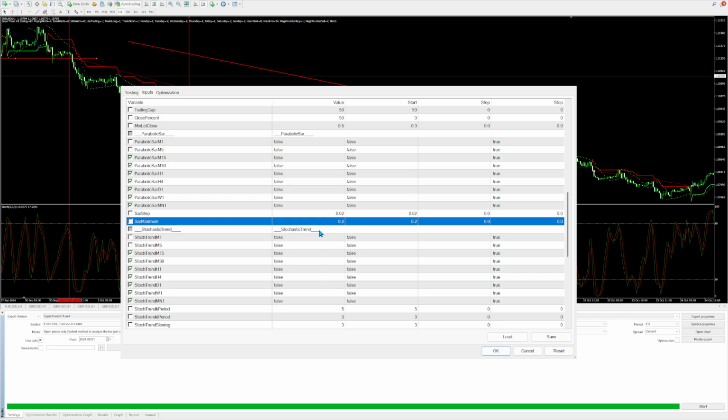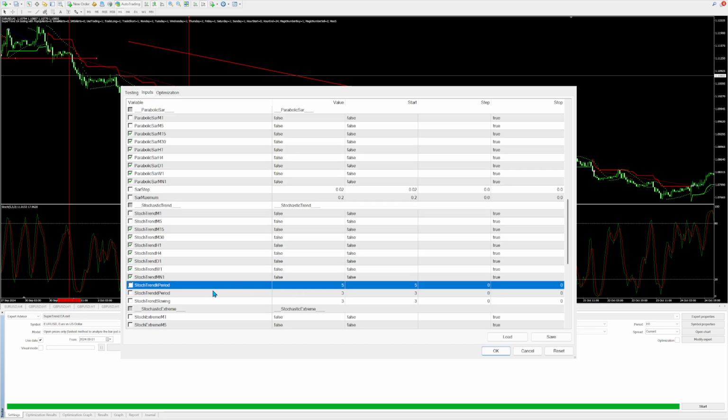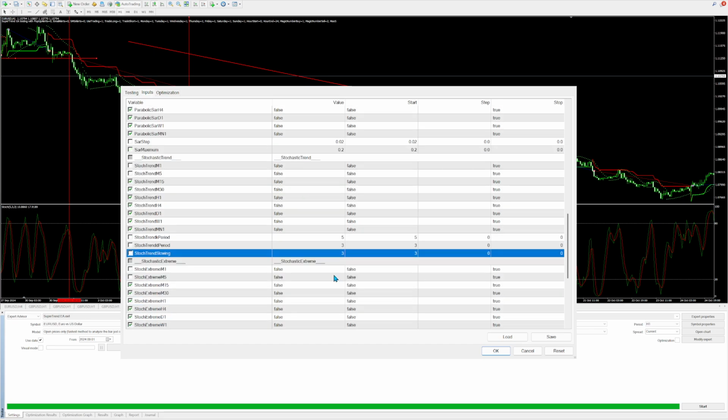So the stochastic trend, this is the trend element. The main line, green line, has to be above the red line for a buy, or the main line, green line, has to be below the red line for a sell. Again, you can choose all of the different time frames to true or false, as well as the stochastic settings. Shown the default 533 there.